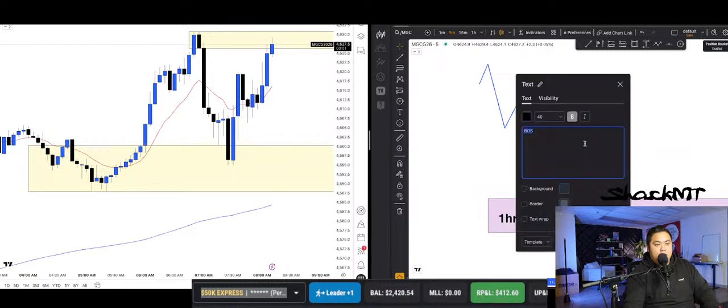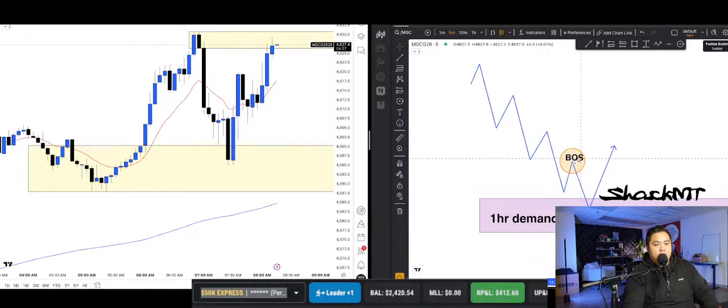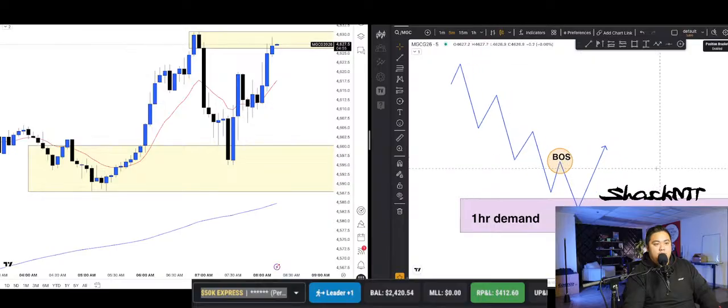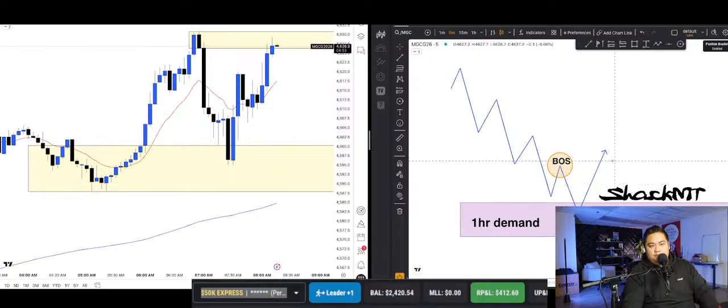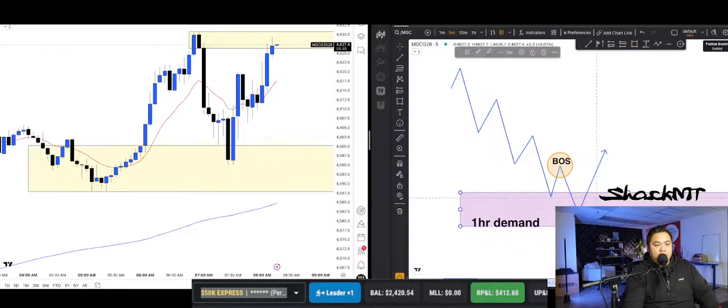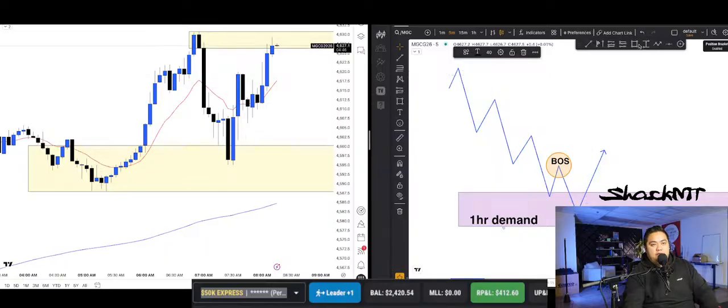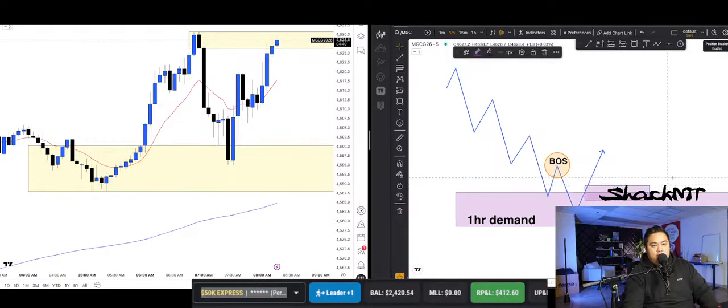right here. We have the break of structure here. That triggers me to go long. So now, within this 1 hour demand, usually there is a 5-minute demand somewhere here. You know, somewhere here, there's a 5-minute demand.